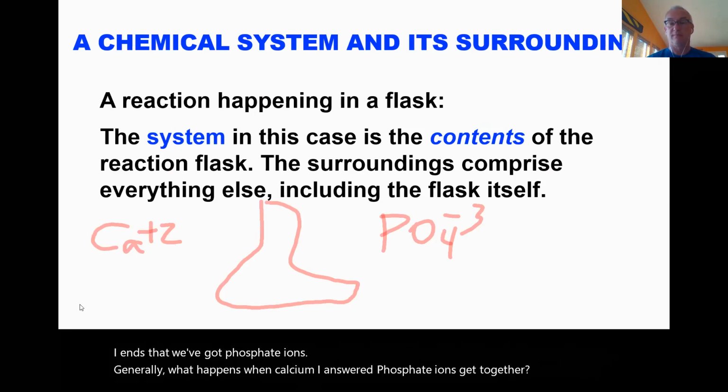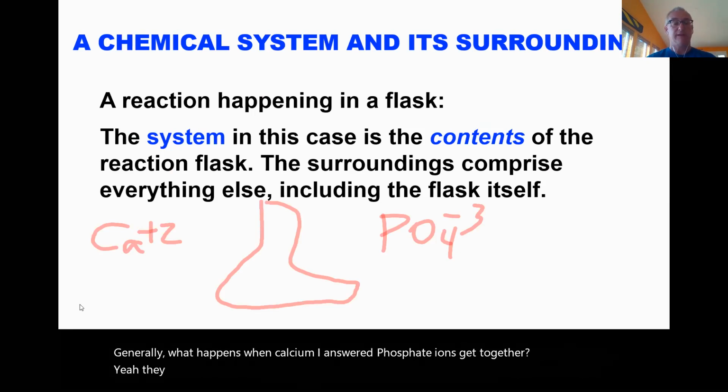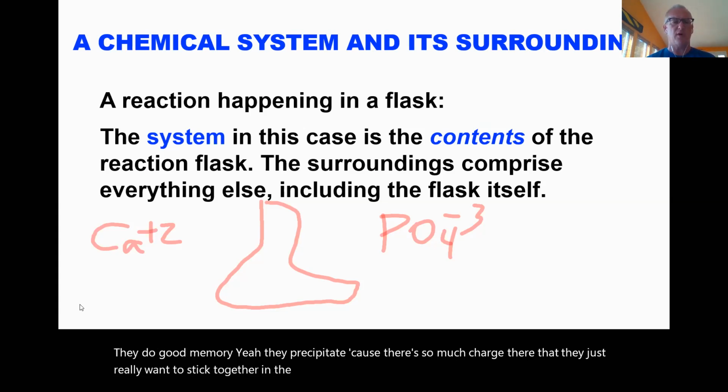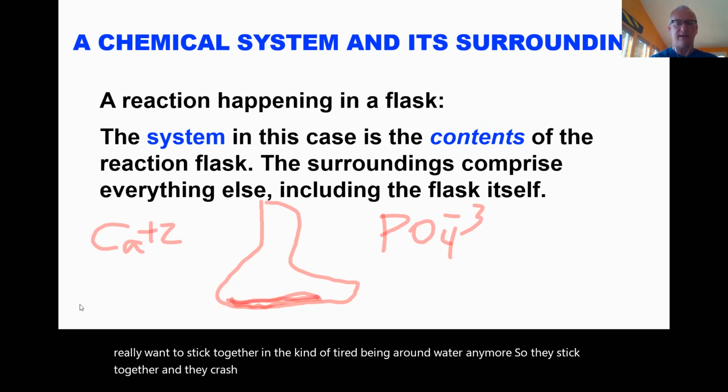They precipitate? Yeah, they do. Good memory. Yeah, they precipitate because there's so much charge there that they just really want to stick together, and they're kind of tired of being around water anymore. So they stick together and they crash out, and we get this precipitate of calcium phosphate.